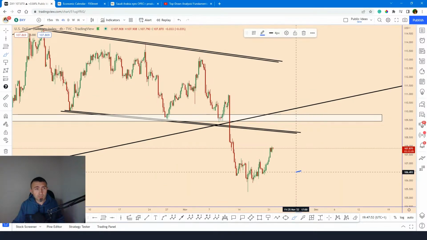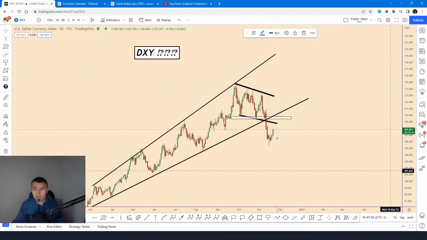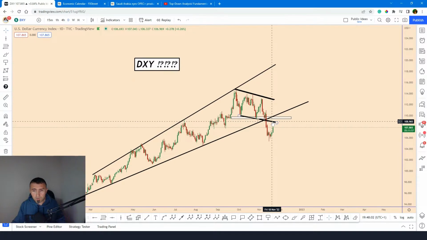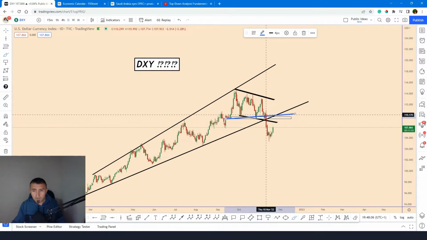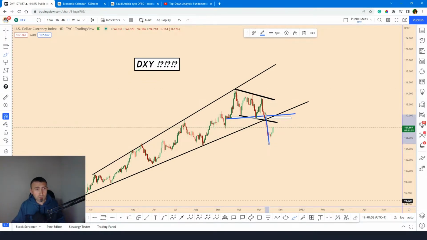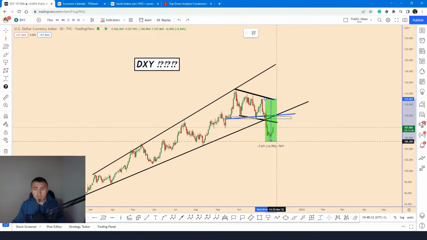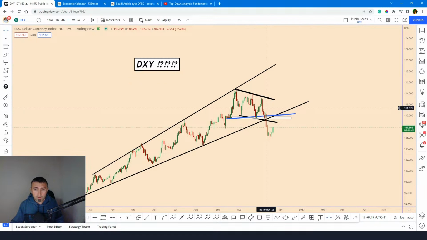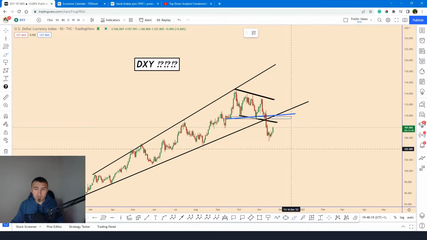We are looking at also the dollar index. So what happened here? We may see on the dollar index that price broke down from this pattern. This was the pattern that we were looking at during the previous time. Price came down. It was a very fast move. And after we saw the price decrease by approximately 7%, this type of correction was expected.